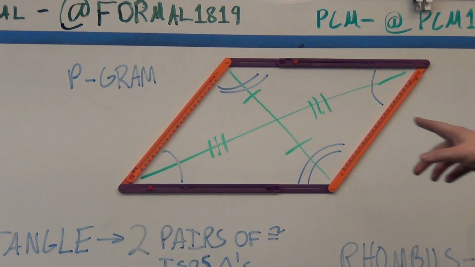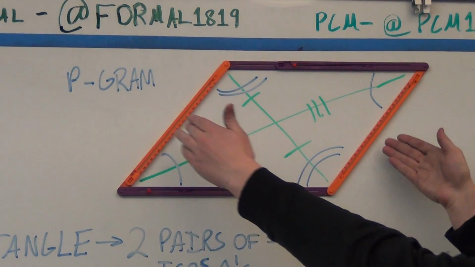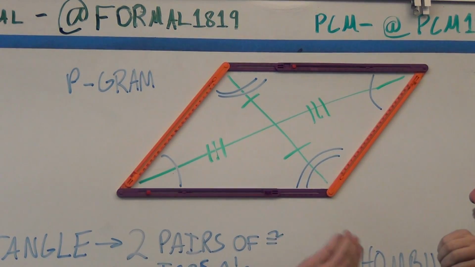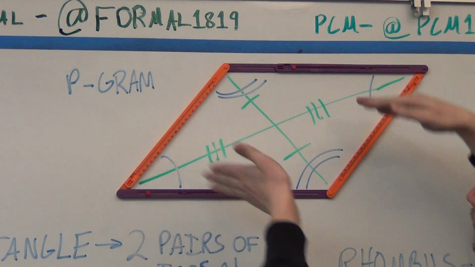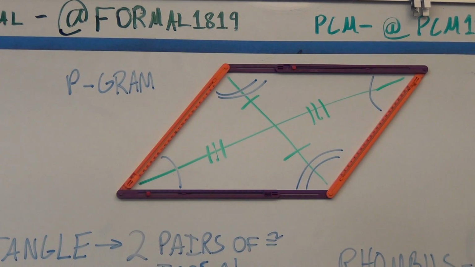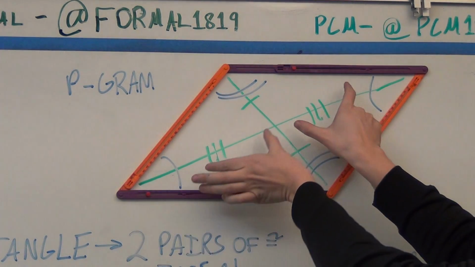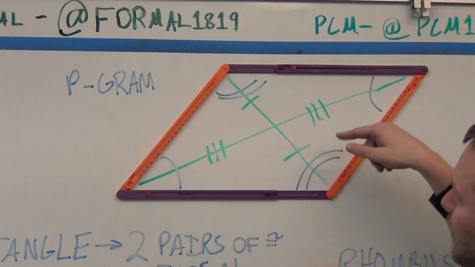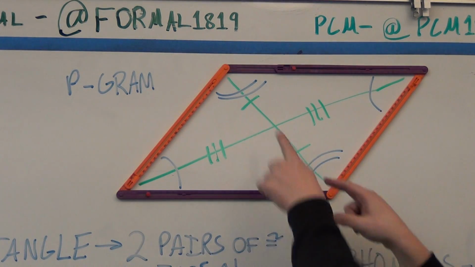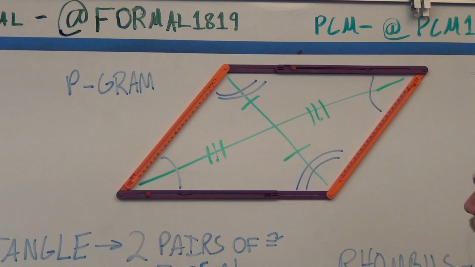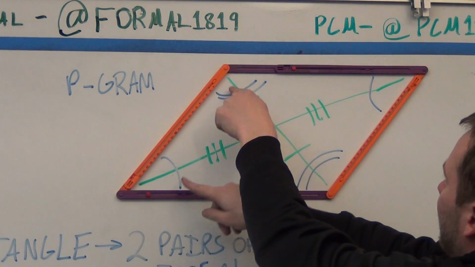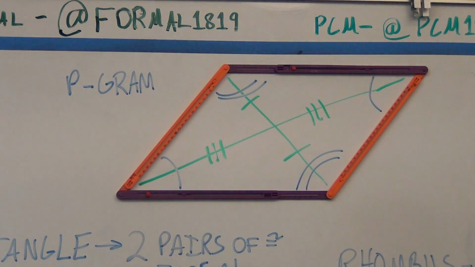In a parallelogram, the opposite sides are congruent, both pairs. The opposite sides are parallel, both pairs. The diagonals bisect each other, but they're not necessarily congruent to each other. The opposite angles are congruent to each other, and all pairs of consecutive angles are supplementary.